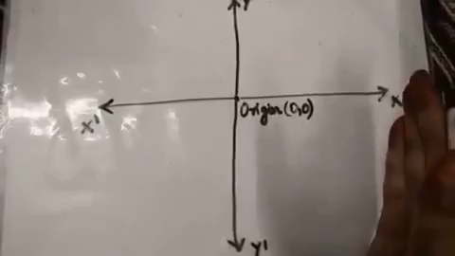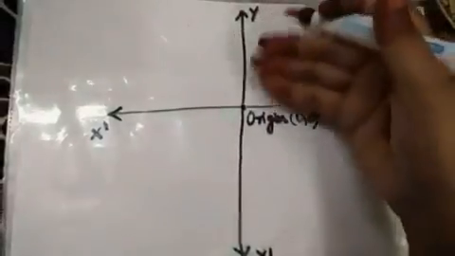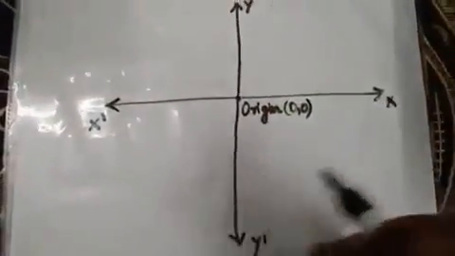Now on the right hand side of the x-axis are always positive numbers, and here negative numbers, and on the y-axis it is always positive above and negative below.